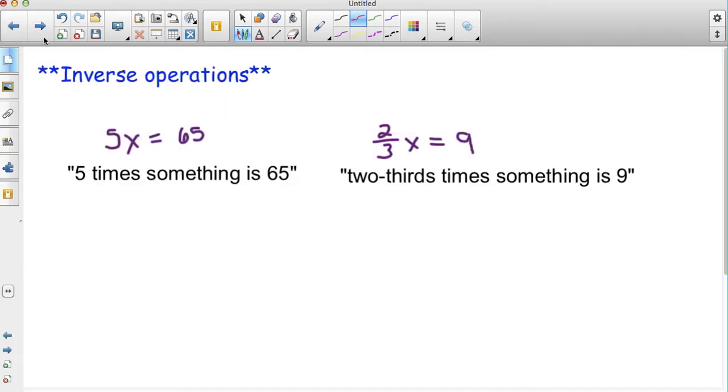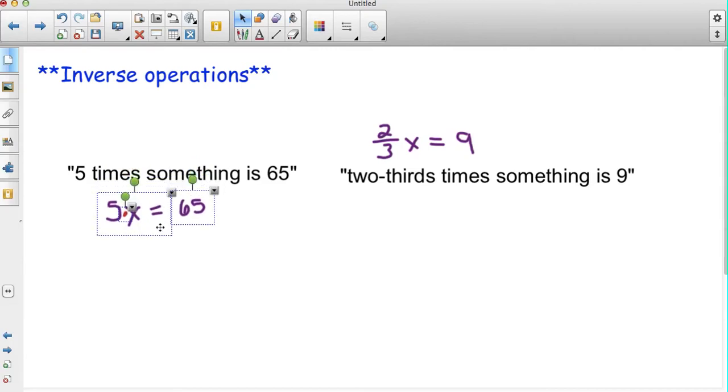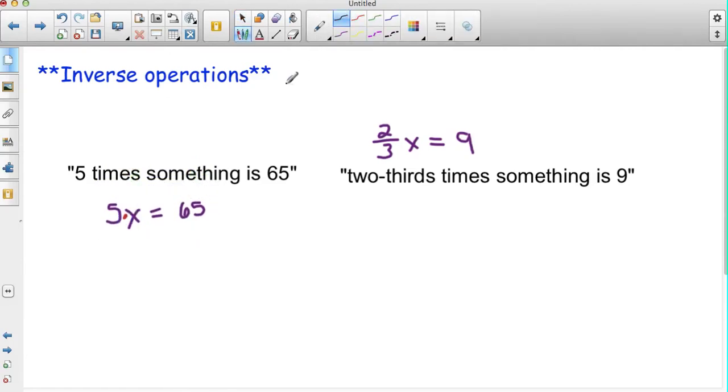Let's look at this next page. Again, you'll see the inverse operation. I read this one as 5 times something equals 65. Remember, when a number is right next to a variable, it does mean multiply. So if I slide this down, let's show you how. I would go about solving this. Again, you can leave your wall.